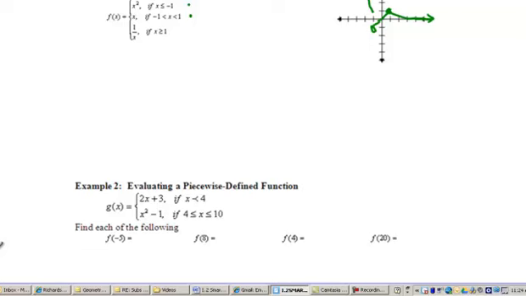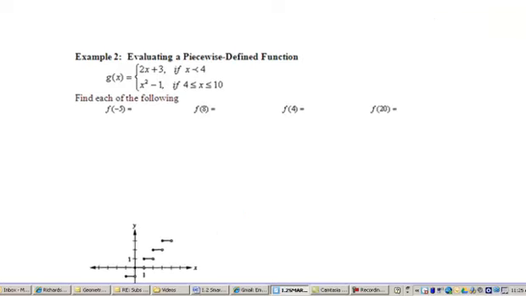Now, evaluating piecewise functions, you pretty much solve it the exact same way. Okay? So go ahead and write down the problem, and then we'll solve for these four. So f of x, they want us to solve for when it's -5. So -5 is less than 4, so I'm going to use the top equation.